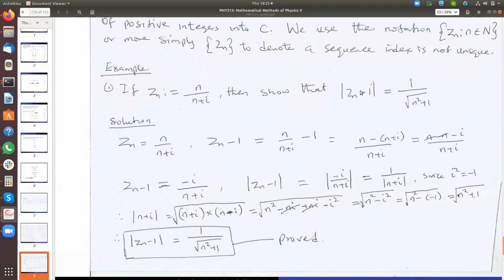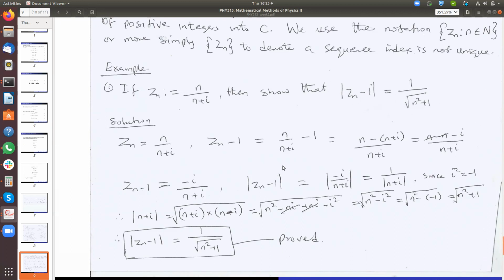Now, if you apply this, it will be minus 1. So the whole of this minus 1. You take the common factor, the denominator, which is this. By the time you simplify this and open the bracket, this and this cancel. You have minus i over n plus i. So now Zn minus 1 will be minus i over this.